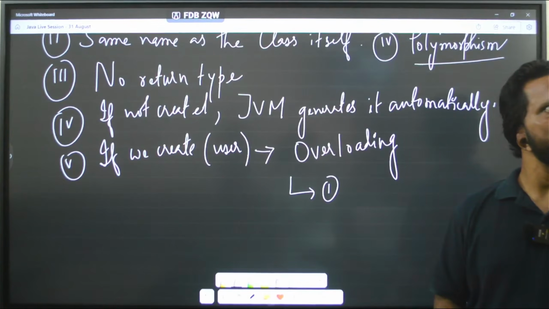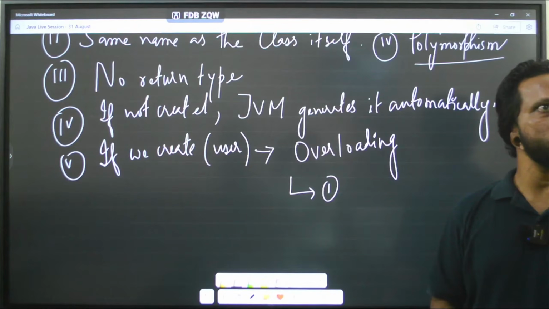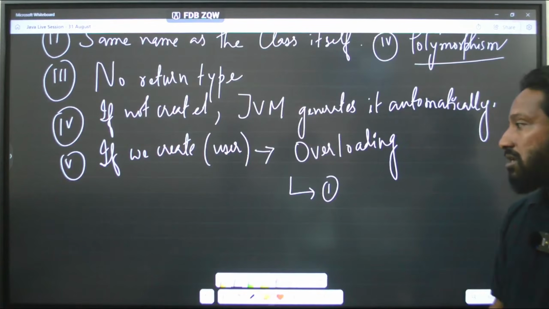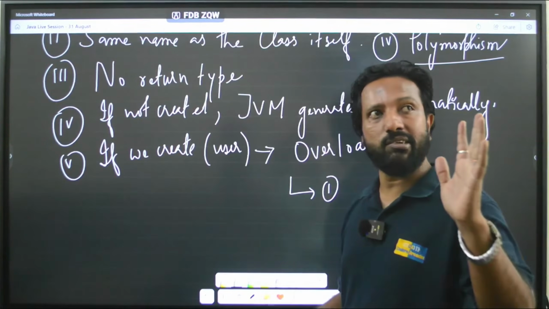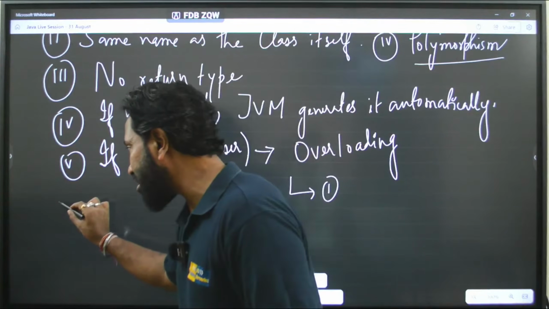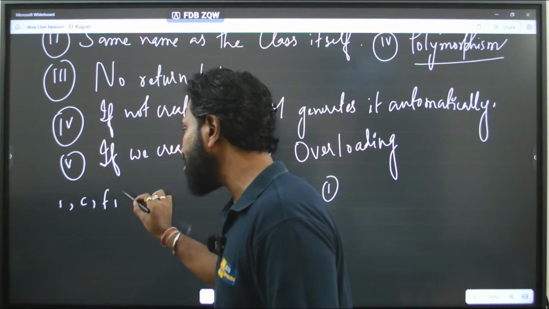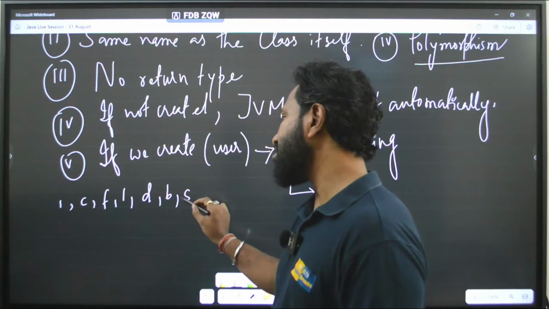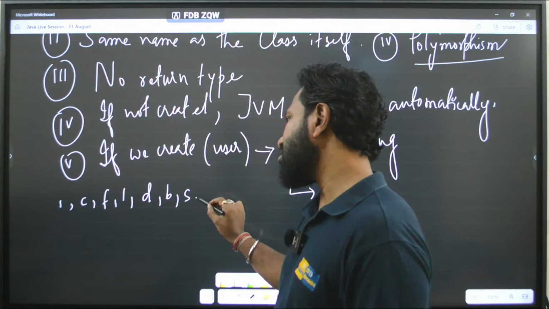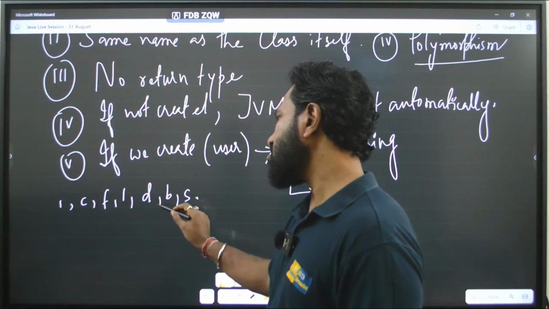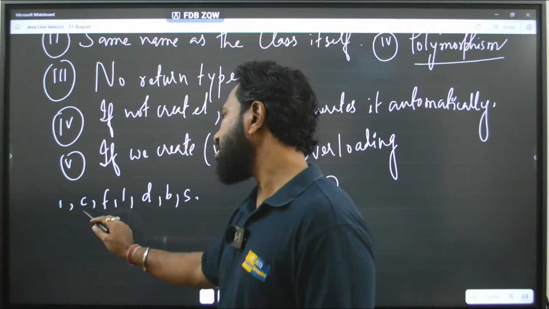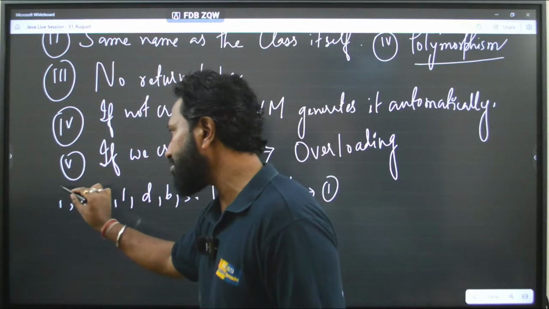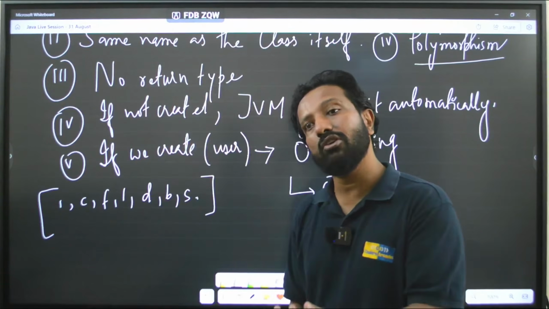Someone asks, sir, is Java a purely object oriented language? Java is not a purely object oriented language, because it has 8 primitive data types. It has 8 primitive data types: int, char, float, long, double, byte and short. 1, 2, 3, 4, 5, 6, 7 and what else is there? Int, char, byte, short, double, long, boolean. Yeah, all these 8 primitive data types are there in Java. That's why it is not a purely object oriented language.